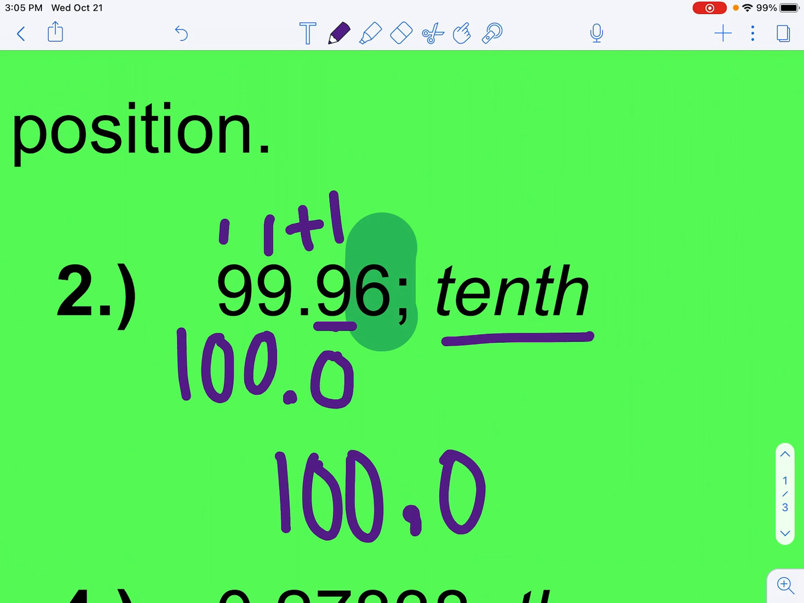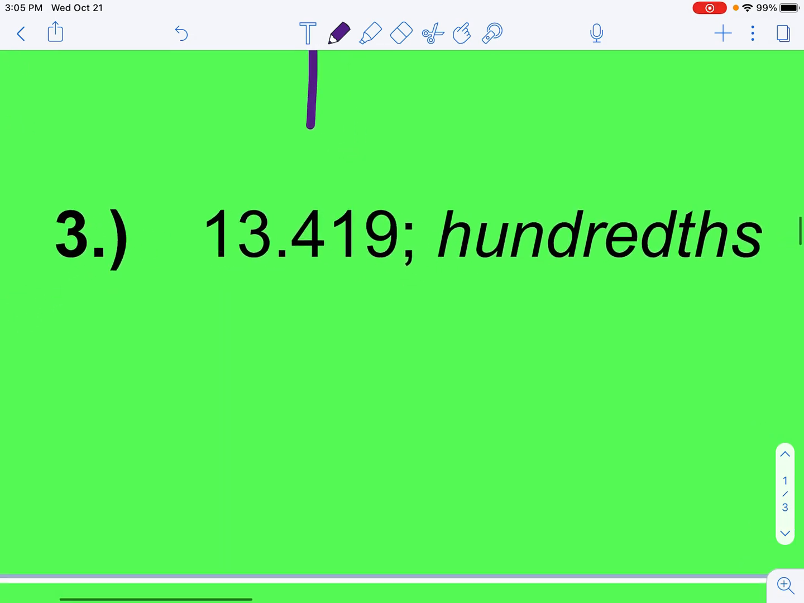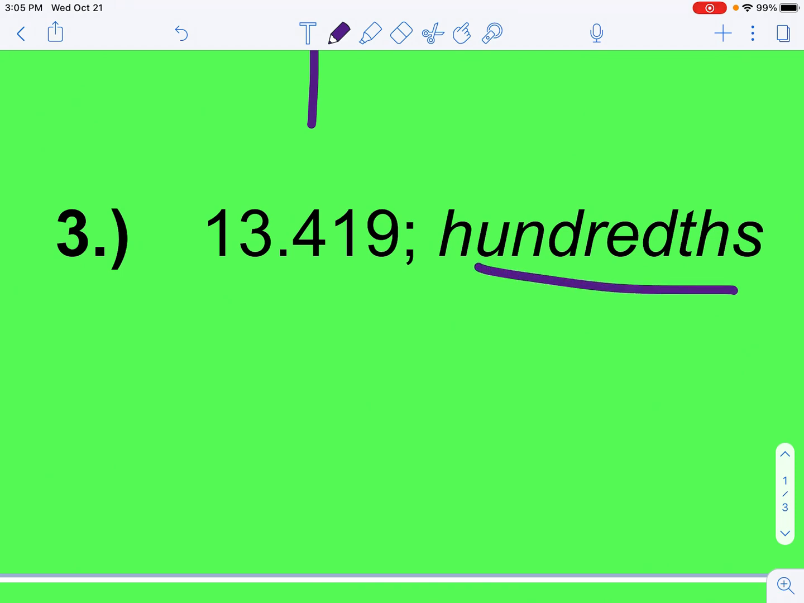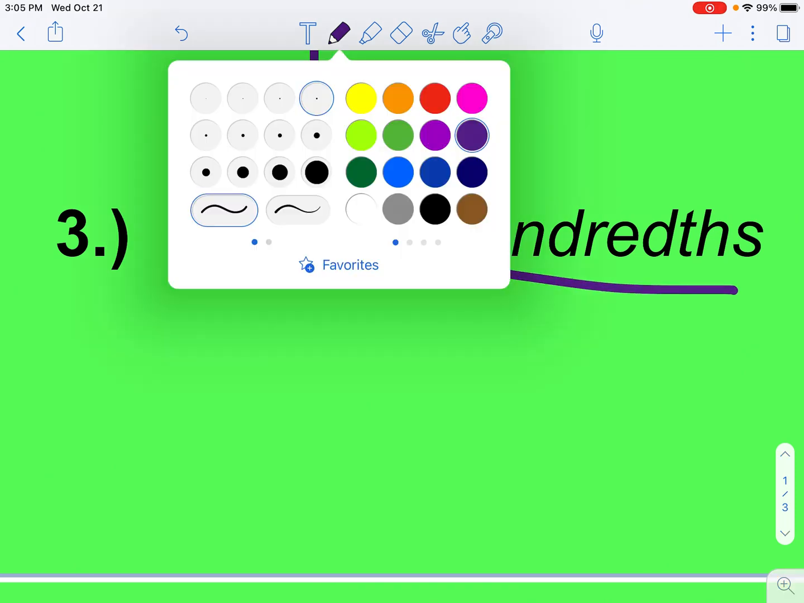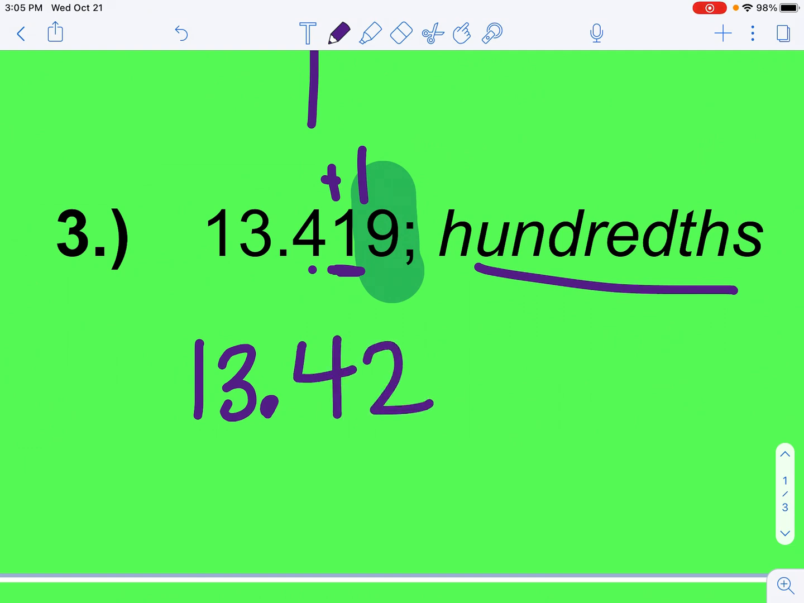Alright, let's look at number 3. This time I'm rounding to the nearest hundredth. So tenth, hundredth, this 1 is the number I'm rounding to. And then I highlight my number to the right, which is the 9. I know that 9 is 5 or more, which means I am adding 1 to my hundredths place. So my rounded number is 13 and 42 hundredths.